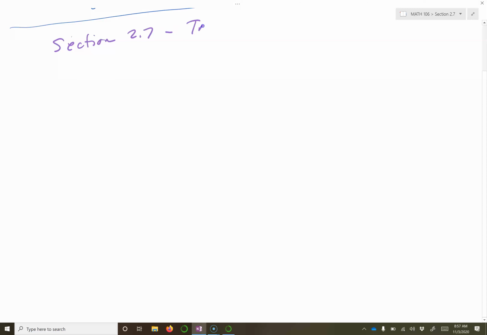So this section is titled Transformations. Now, before we actually get to the transformations, I'm going to define for you just some basic functions and what they look like when you graph them. Okay, so here's one you definitely know.